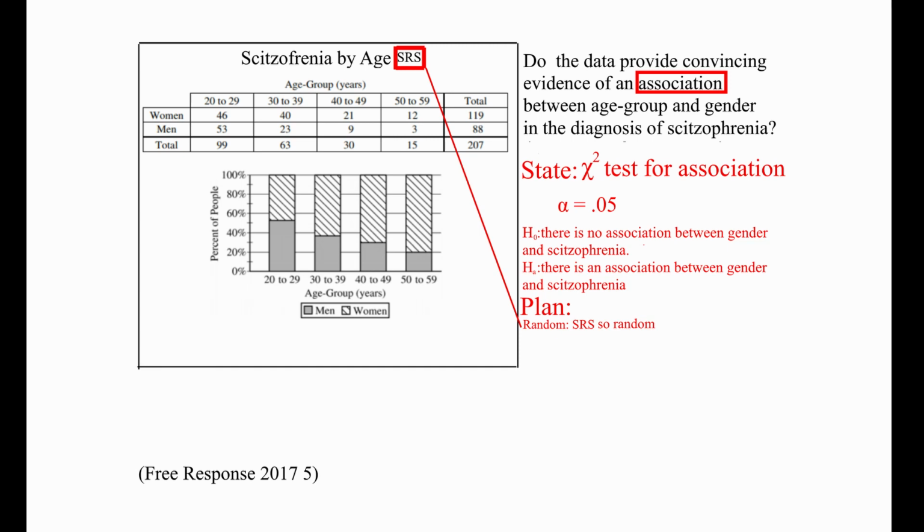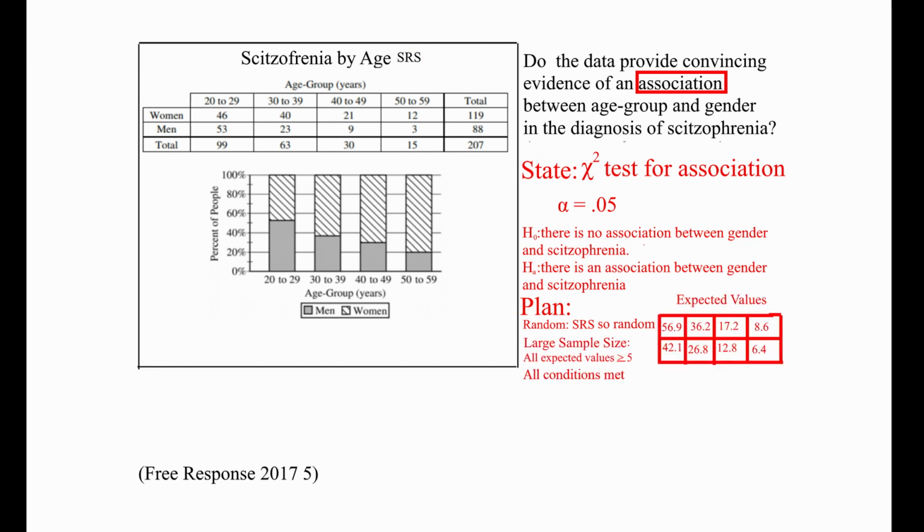In order to test that we have a large sample size, we must first gather the expected values. Expected values are the values we would expect for this data if there was no association. The expected values are gotten by multiplying the column total by the row total and then dividing by the total. If all expected values are greater than or equal to 5, we have a large enough sample size. Write conditions met below because all conditions are met.